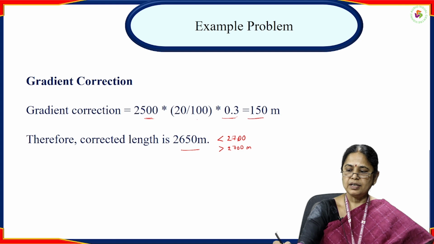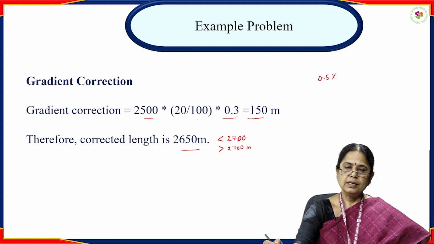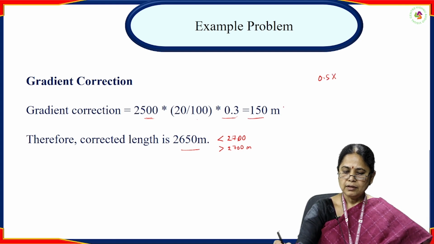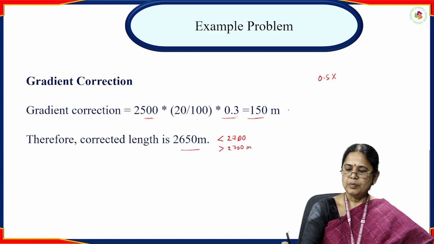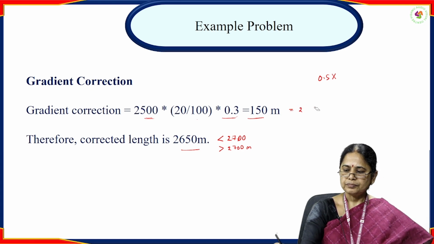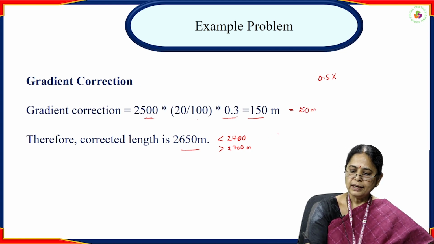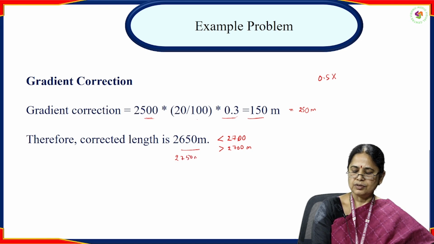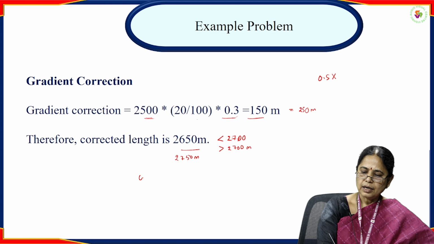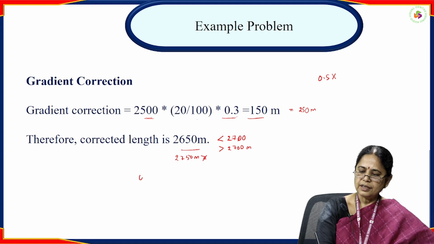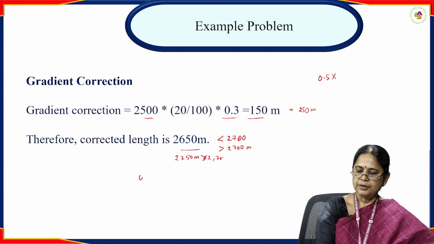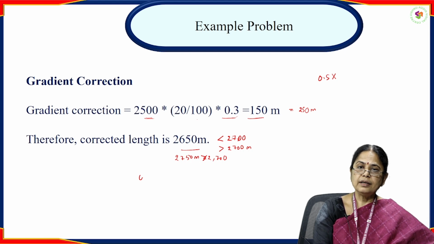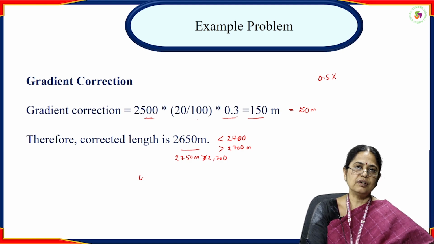For example, if we take 0.5% as the gradient, then the gradient correction will be 250 meters. So at that time the total length will be 2750 meters. Then the correction applied is greater than 2700. So at that time we have to fix the total length as 2700.